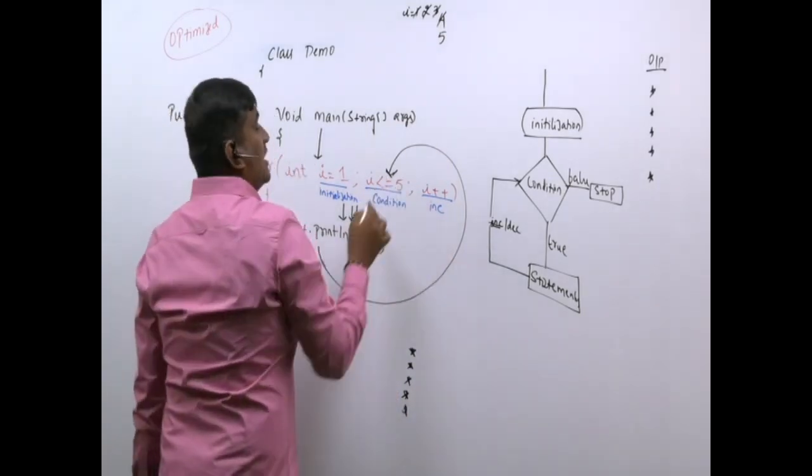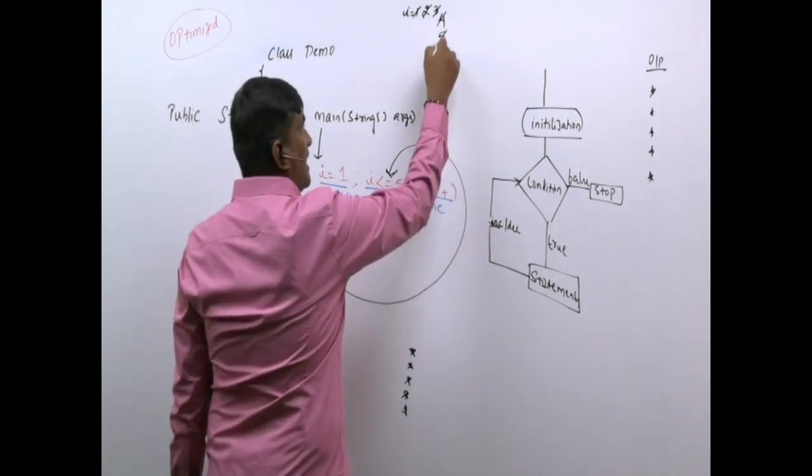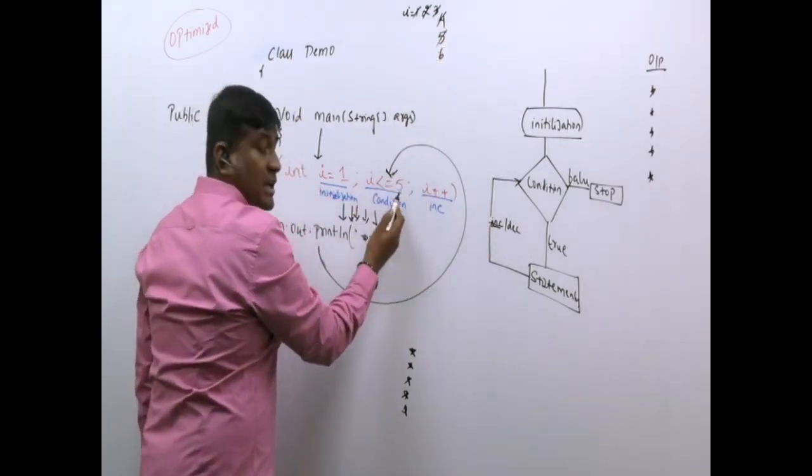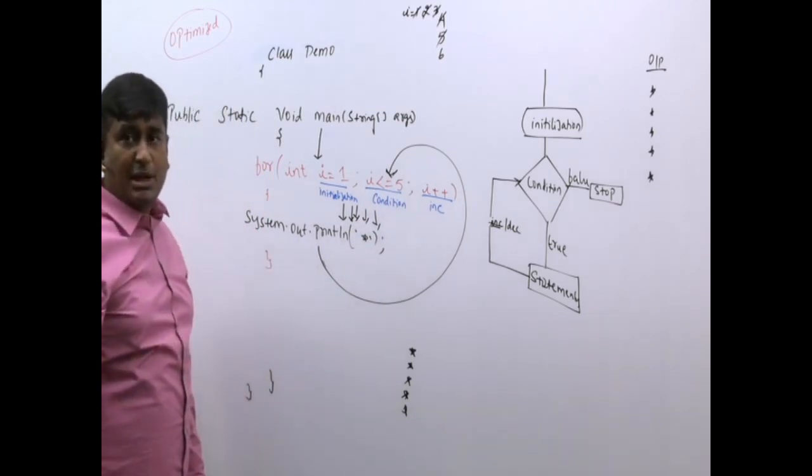Again, go back. Now tell me, when you are going back, you should increment. 5 becomes how much? 6. Is 6 less than or equal to 5? No. 6 is not less than or equal to 5.